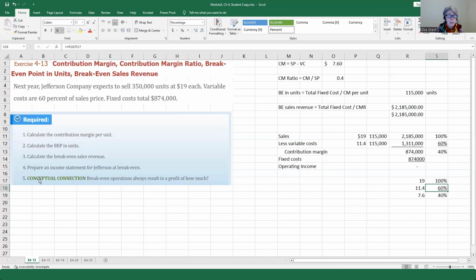Okay. Now it says conceptual connection. Break-even operations always result in a profit of how much? It's always going to result in a profit of 0 because we're breaking even. That means our total costs are even or equal to the total sales revenue.